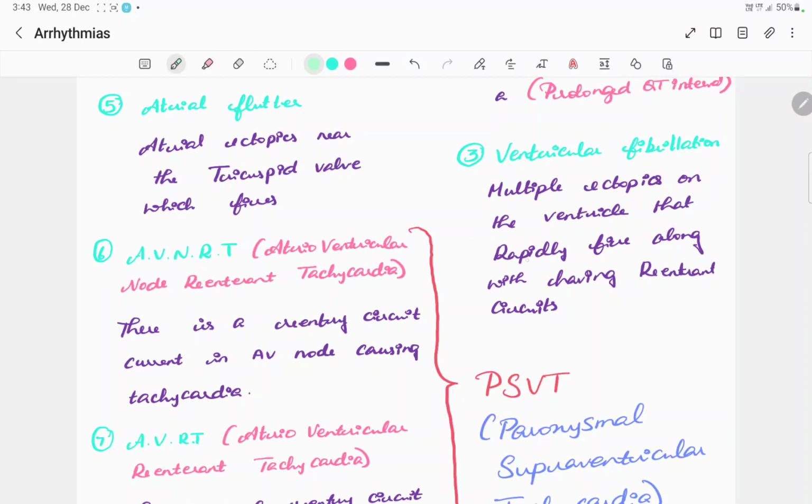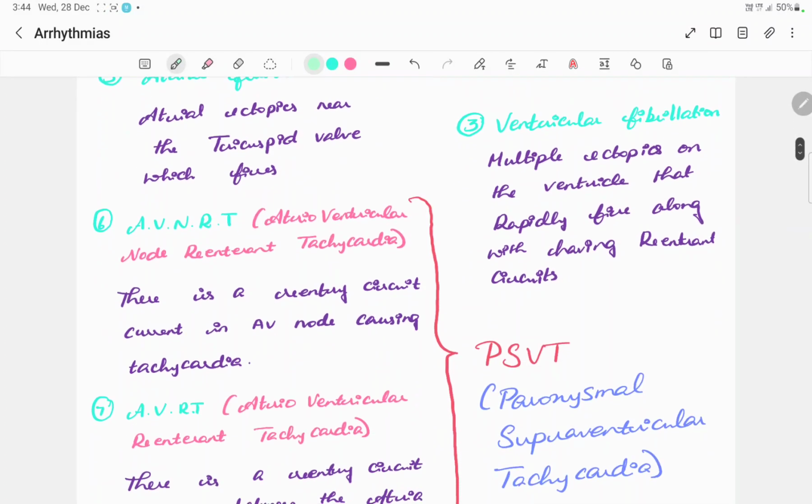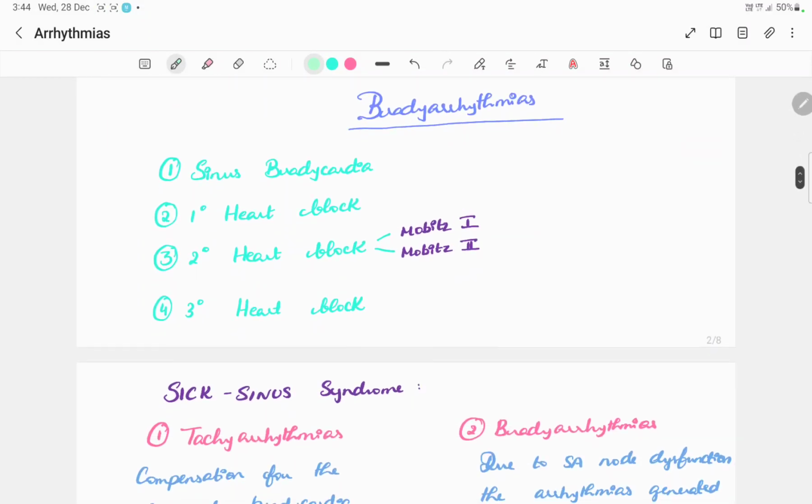So there's again multiple ectopics in the ventricle, but there is rapid firing. Like we saw with atrial fibrillation, again this atrial ectopics, but that is really fast. Similarly, ventricular fibrillation, again ventricular ectopics, but that will have a rapidly firing. So we were seeing about tachyarrhythmias.